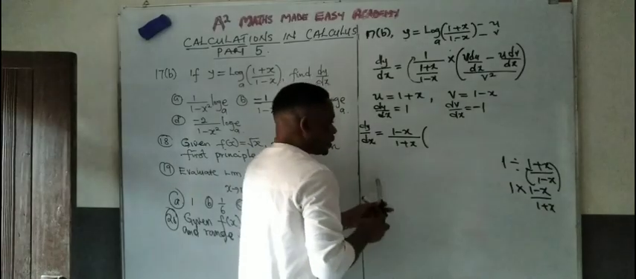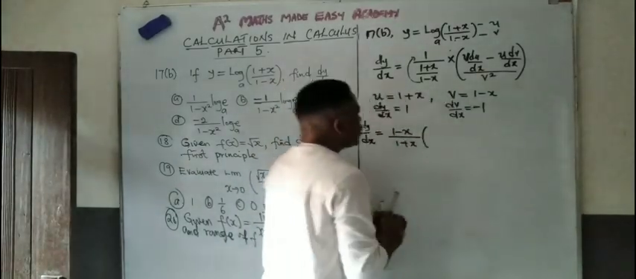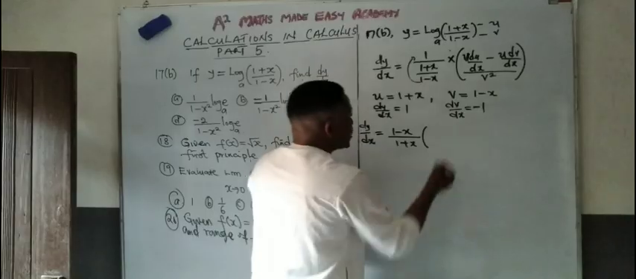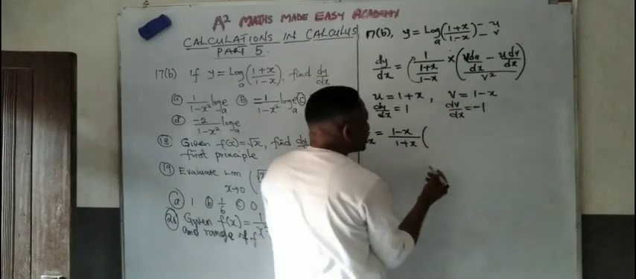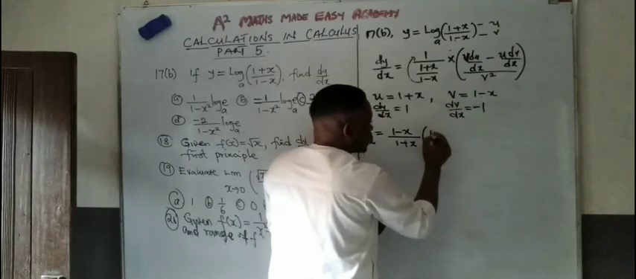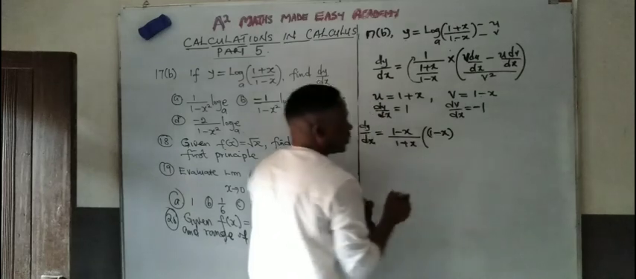Are you with me? Now, let us continue. Then what do you think will happen here? The next thing we are seeing here is v. What is v? Oh my goodness. V is 1 minus x. Close the bracket.